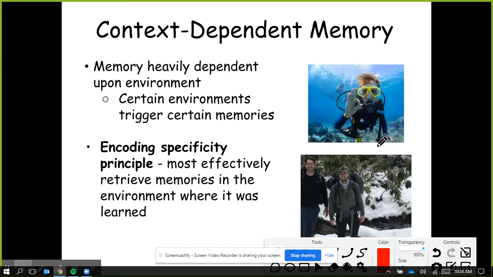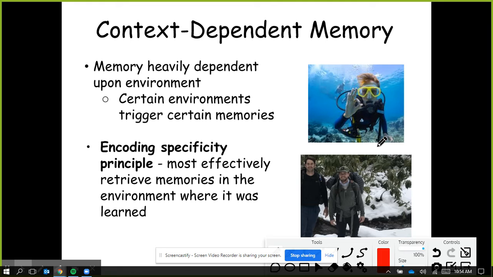Context dependent memory. They did a study where they had people memorize a list of words while scuba diving or while above water. And you think, all right, why does anybody need to learn a list of words underwater? Well, it's an experiment. And they found that afterwards, in their recall of the words, all of these are types of retrieval cues, the people who learned it underwater remembered it better underwater. And the people who learned it above water remembered it better above water, because of the context in which they had learned it.